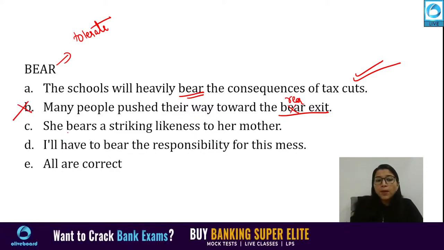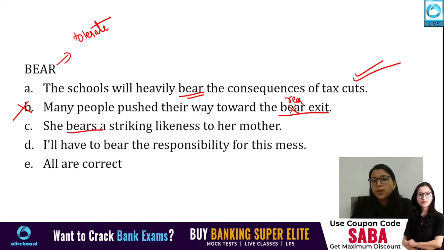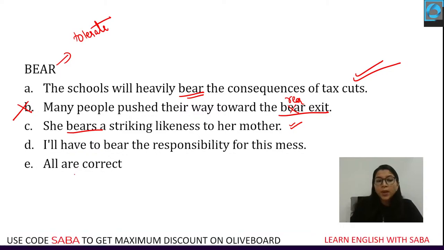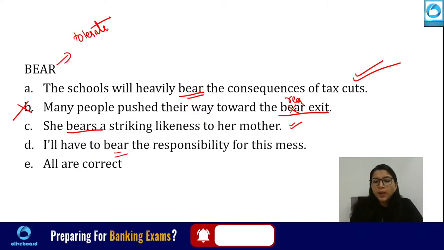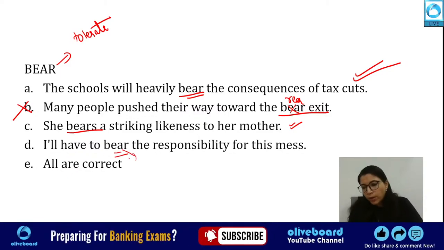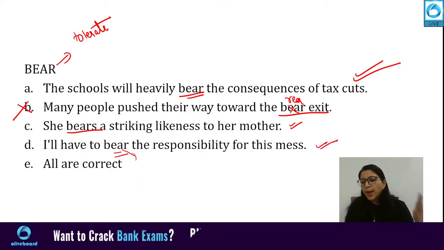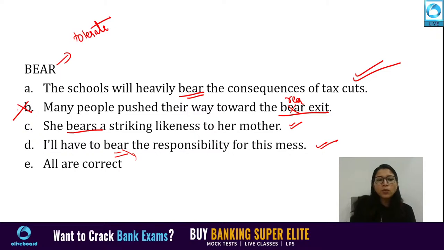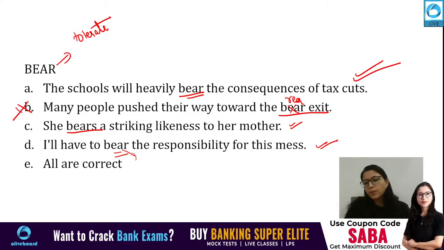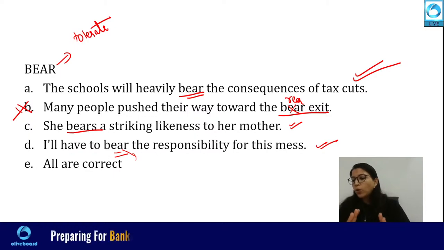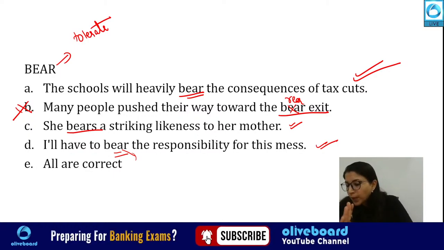Next, she bears a striking likeness to her mother. This is also correct. Okay. I will have to bear the responsibility for this mess. I will have to tolerate. I will have to take this responsibility. So this is also correct. The usage in A, C and D is correct. Only the usage in B is incorrect. So the answer is B. Okay. Now after this, we are going to discuss RC. Reading comprehension.